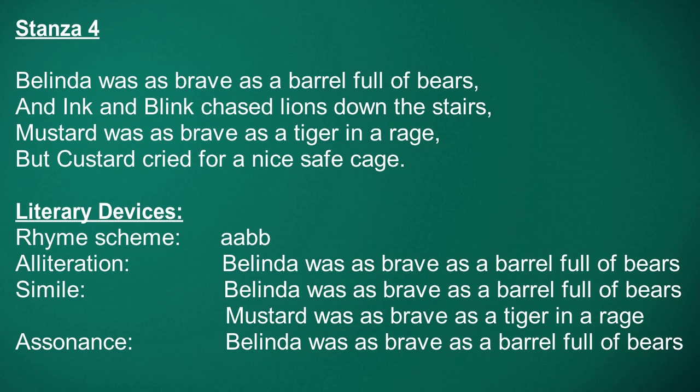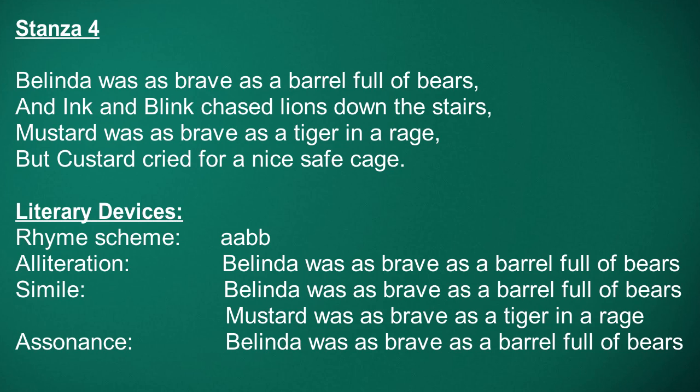In this stanza, the poet explains the inner strength or the bravery of various characters of the poem. He says that Belinda was as brave as a group of bears, and Ink and Blink were so brave that they could hunt lions. So here he has shown the bravery of the kitten and the little mouse that could hunt even a lion. The dog was very brave, just like an angry tiger. But in contrast to all of them was Custard. Custard, the dragon, was not brave, as he was very much afraid of everything, so he always demanded to be in a safe cage.